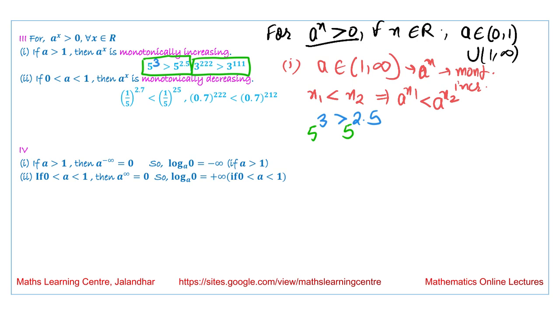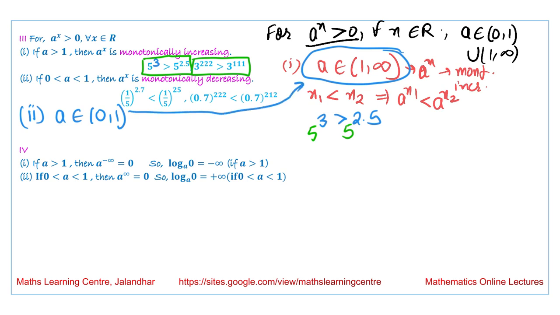Now, this is the first case we have considered, when a belongs to this interval. The second case we are considering is when a belongs to the interval 0 to 1. In this case, a raised to the power x is monotonically decreasing. Monotonically decreasing means that if x1 is less than x2, this implies a raised to the power x1 is greater than a raised to the power x2.